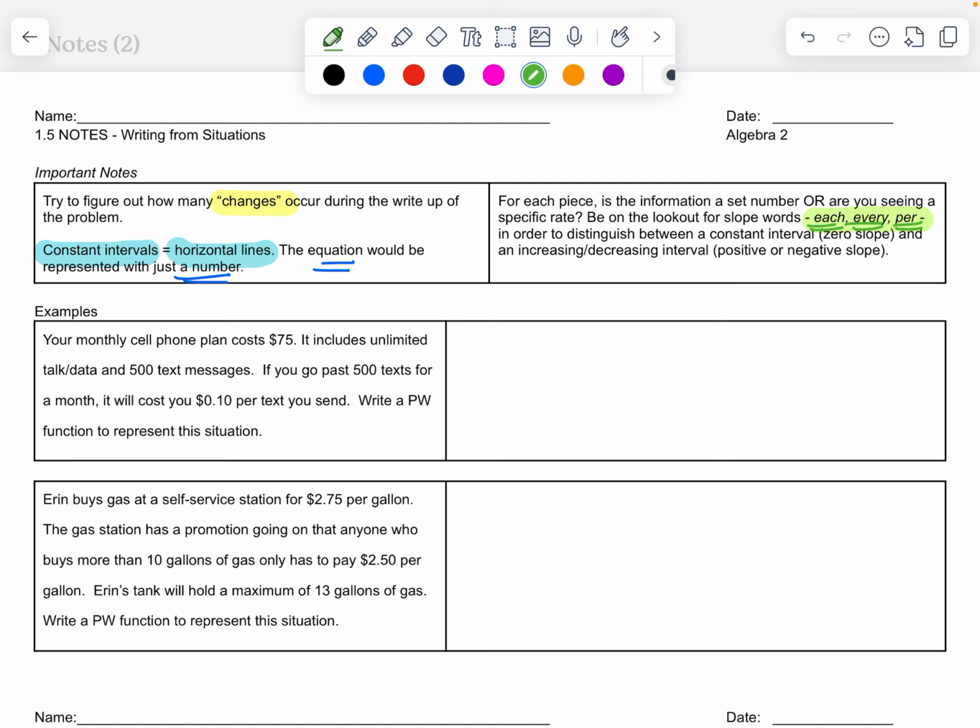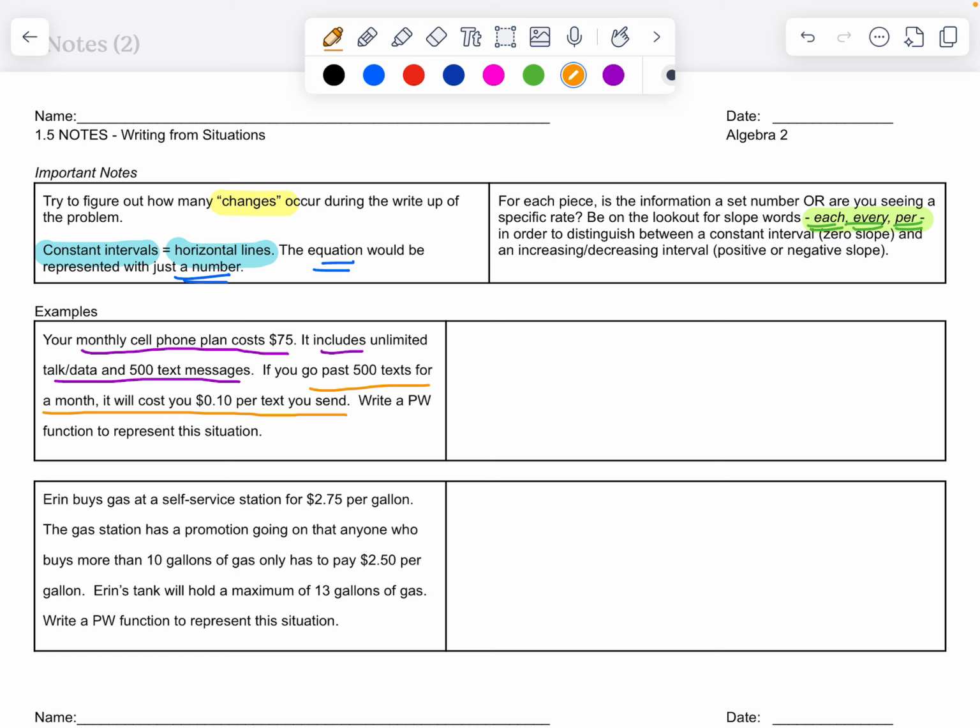So, I'm noticing two very different scenarios going on here. We know that we have a cell phone plan that costs $75. It includes unlimited talk and data and 500 text messages. Then the paragraph goes and explains that if you go past that mark for a month, it will cost you 10 cents per text to send.